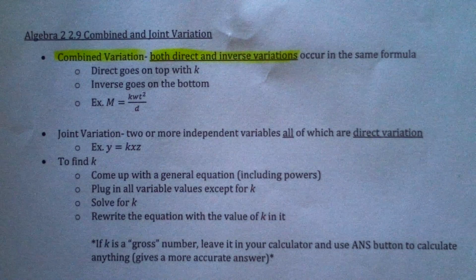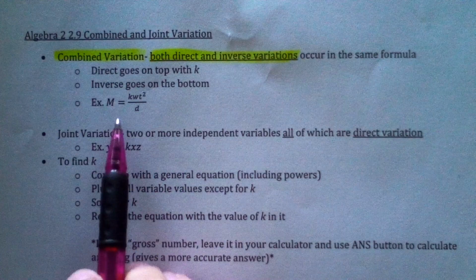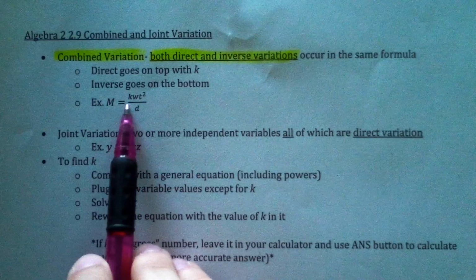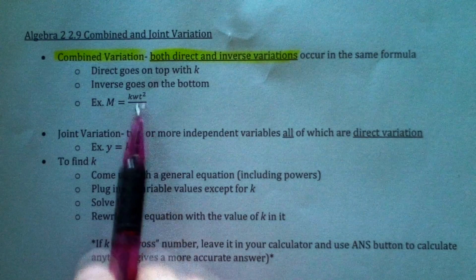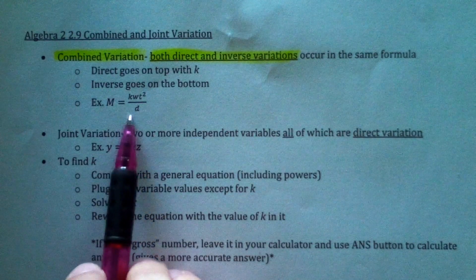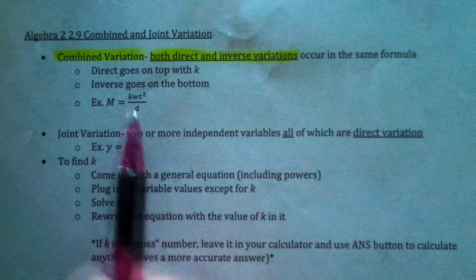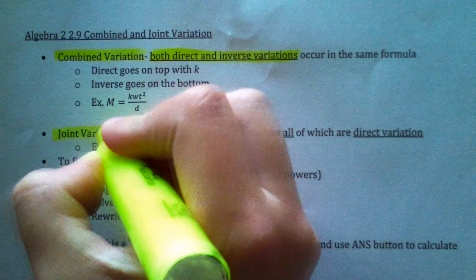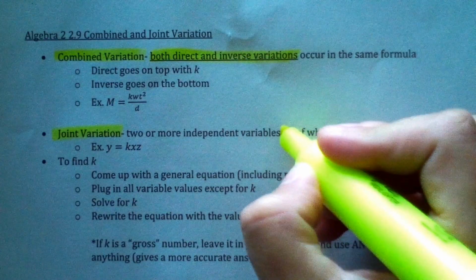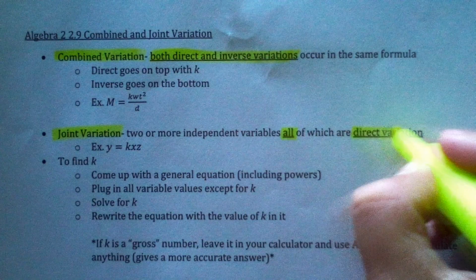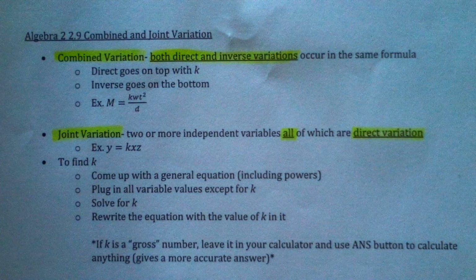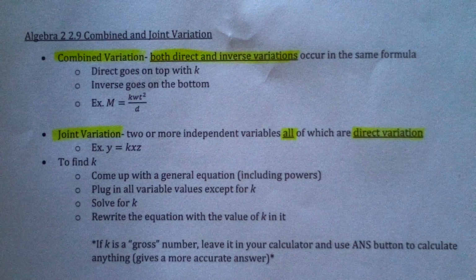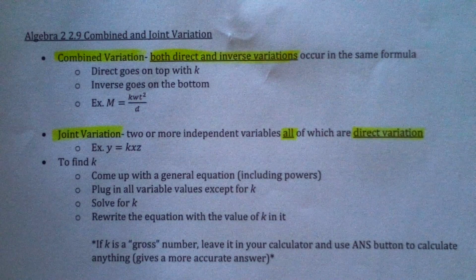I think that's the one that we might even have had from the assignment yesterday, where you had your m's equal to the stuff on top there with the k is direct, the d on the bottom is the distance. Now with our joint variation, and again, hopefully you got it underlined or highlighted, all of our stuff is direct variation. So in these cases, they'll just say they vary jointly. If it says that it's a joint variation or they vary jointly, that just means everything is on top with the k value and everything is direct.